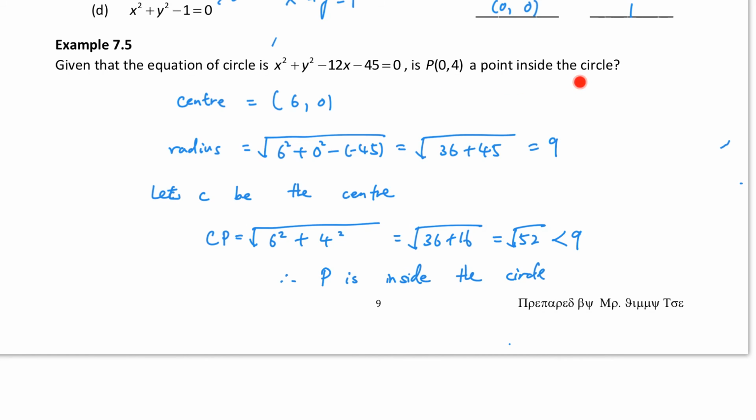You need to remember, if you need to determine whether a point is inside or outside the circle, the basic method is to find the coordinates of the center and the radius, then compare the distance between the center and point P. If the distance, which is equal to the square root of 52, is less than the radius, then P is inside the circle. Because the radius is equal to 9, and CP is equal to the square root of 52 only. So point P is inside the circle.